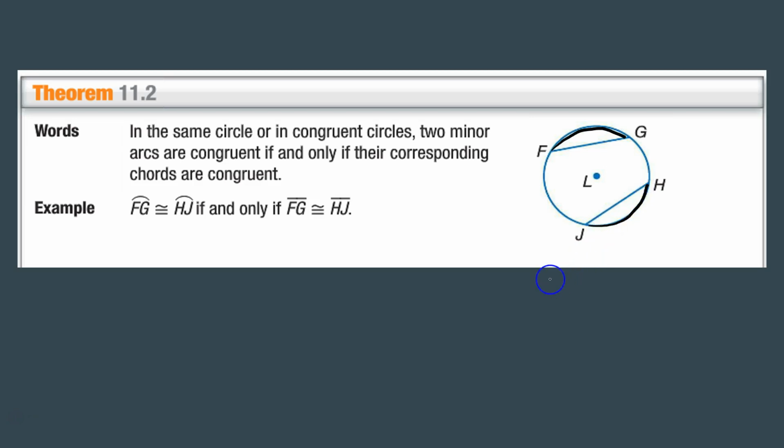Because we know these are congruent, then we can say that their chords, chord FG and chord JH, are both congruent as well. And this also goes vice versa, which means it goes both ways.